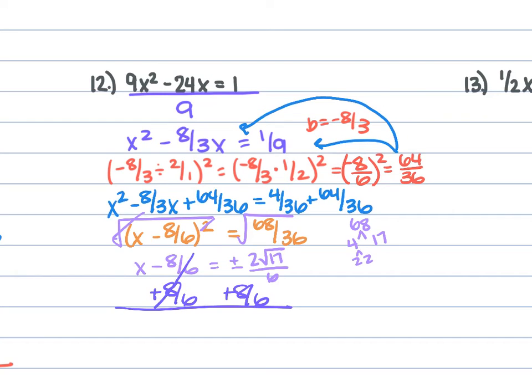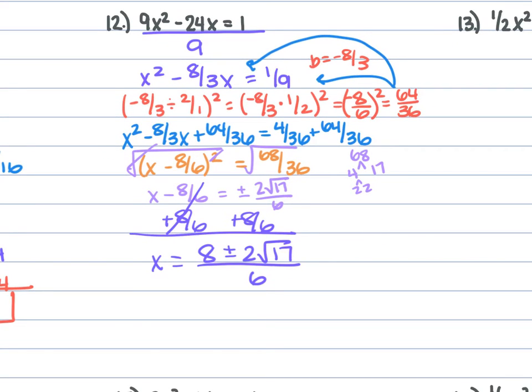And this is going to give me x is equal to 8 plus or minus 2 square root 17 all over 6. Now, simplify. The 6, the 2, and the 8 all have factors of 2. So the 8 is going to turn into a 4, the 2 turns into a 1, the 6 turns into a 3. So x is equal to 4 plus or minus the square root of 17 all over 3.